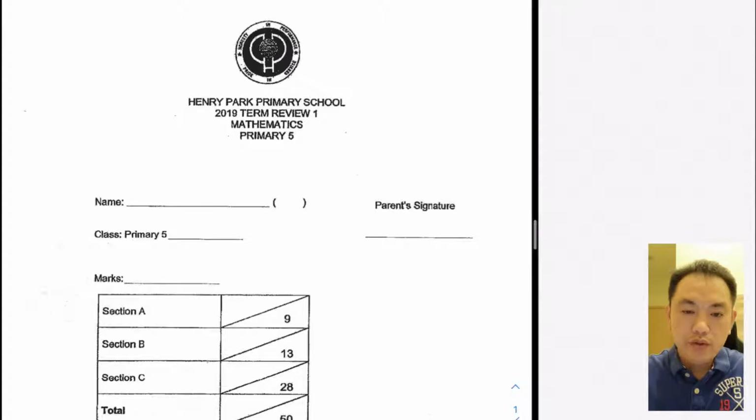Okay, so before we start, I suggest you download the paper. I'll put the link in the information box below. So you will be able to download the paper and print it out and try to write the paper first by yourself, and then we can go through the answers together, and I will be showing you the answer step by step, question by question.